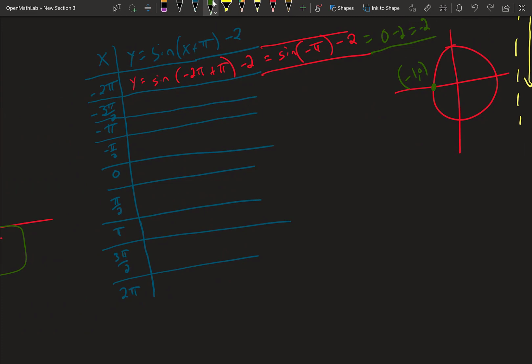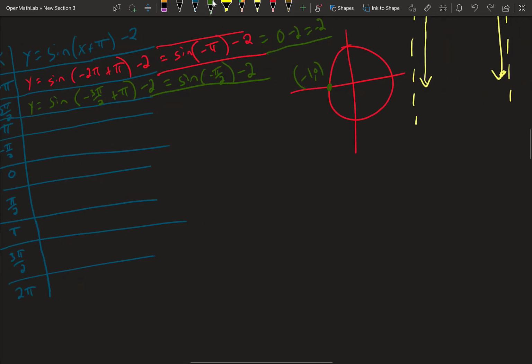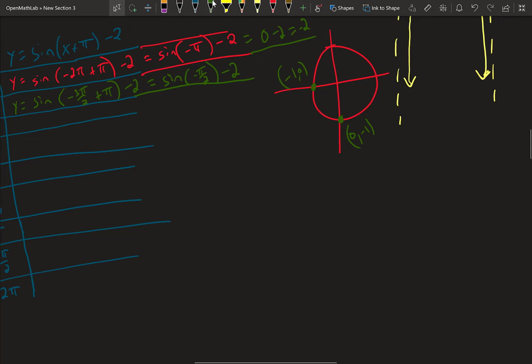So then, the next one we'd have y equals sine of negative 3 pi over 2 plus pi minus 2, which would equal, so negative 3 pi over 2 plus pi would be what? Negative pi over 2. So this would be sine of negative pi over 2 minus 2. So negative pi over 2 would be this point, which is 0, negative 1. So sine of negative pi over 2 is negative 1. So this would be equal to negative 1 minus 2, which is negative 3, right?